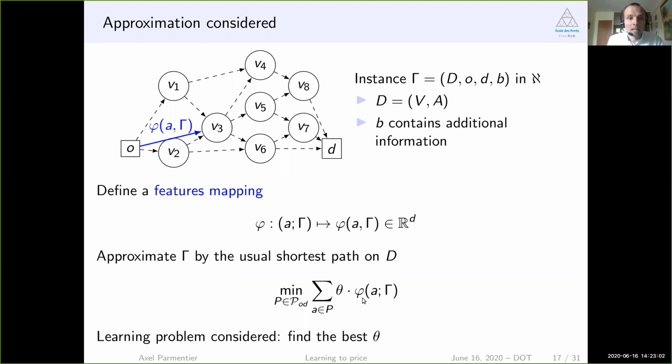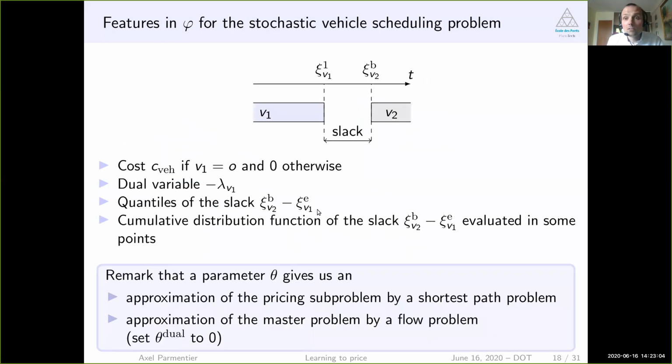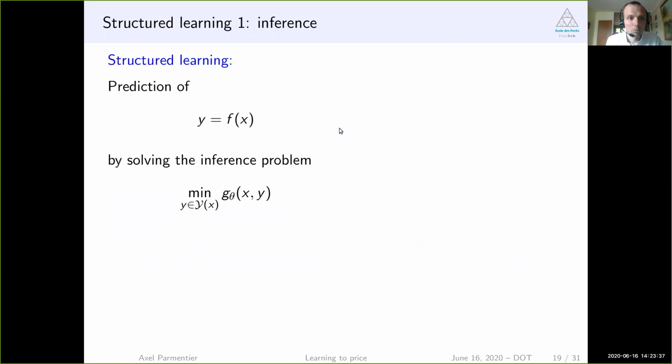Just to give you an idea of the features we use: since we are looking at the propagation of delay, an arc corresponds to two flights, and what we look at is the slack between the arrival of the first flight and the departure of the second flight. We take the quantiles of that distribution for the different scenarios. We just use 20 quantiles of the distribution, and that's what we use to get the results we had.